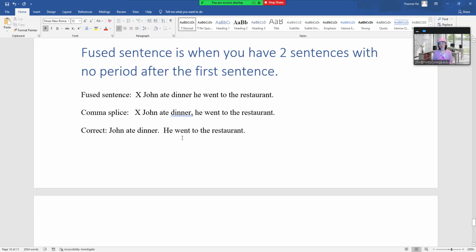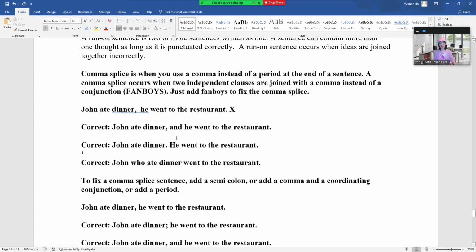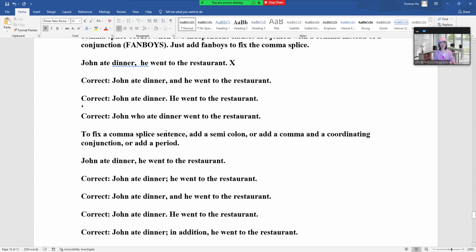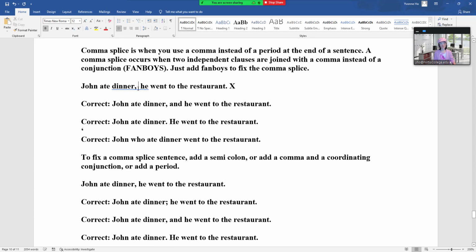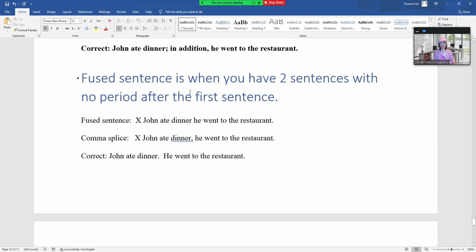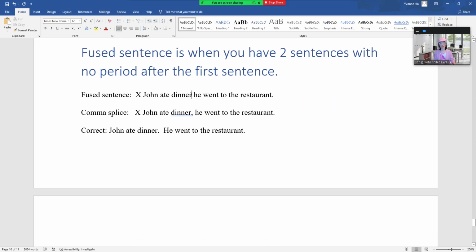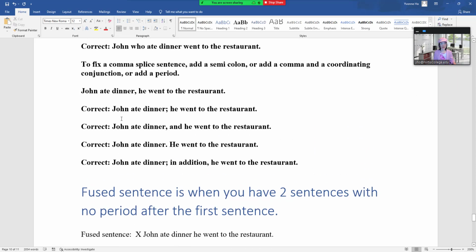Okay, so another kind of run-on sentence is a fused sentence. And just like with comma splice, a fused sentence is when you have 2 sentences with no period. With a comma splice, it just means you have an unnecessary comma between 2 sentences, whereas a fused sentence means there's no period there. So that's the difference between a fused sentence, no period, and a comma splice, an unnecessary comma. And in both cases, that's how you make it correct.